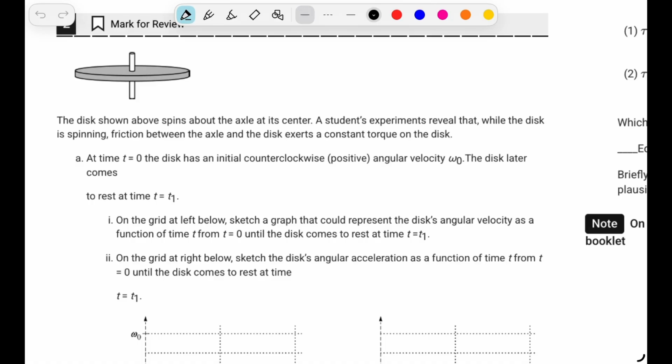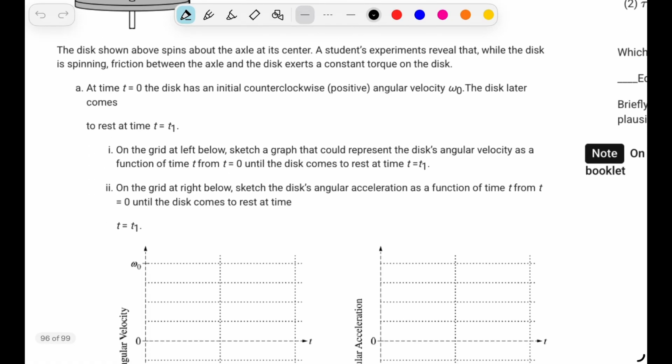On the grid below, sketch a graph that could represent the disk's angular velocity as a function of time t from t equals 0 until the disk comes to rest at time t equals t1. On the grid on the right, sketch the disk's angular acceleration as a function of time t from t equals 0 until the disk comes to rest at time t equals t1.